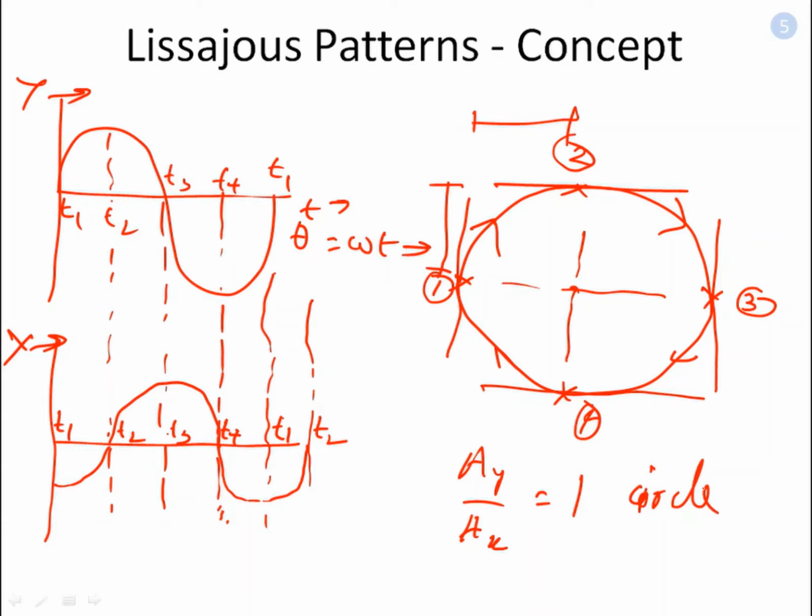Let us see the situation when this is not exactly 90 degrees. Suppose we change the phase difference between the two. Let us try it. I am plotting it. Let us plot it very carefully. This is the signal to the Y plate.